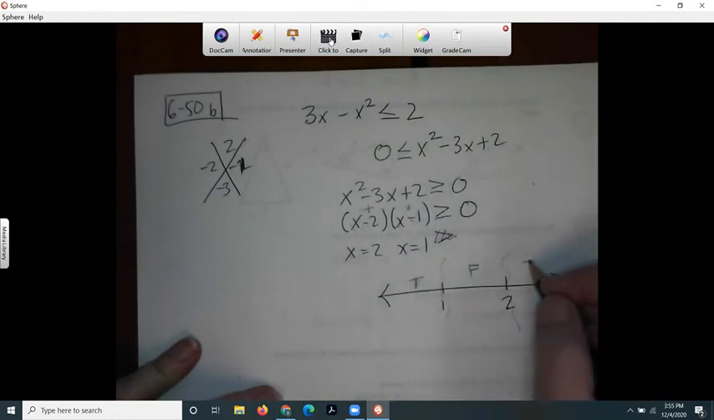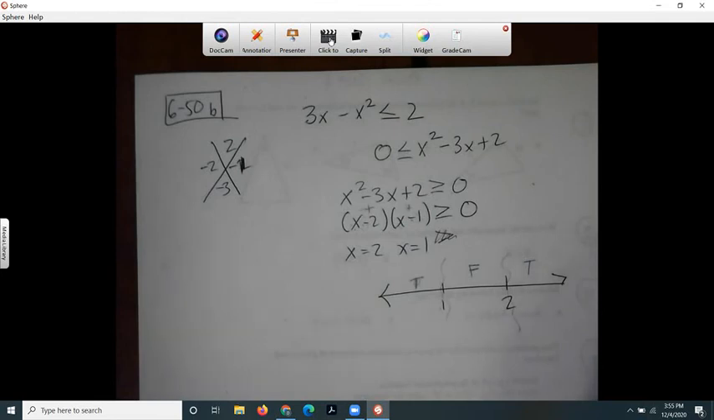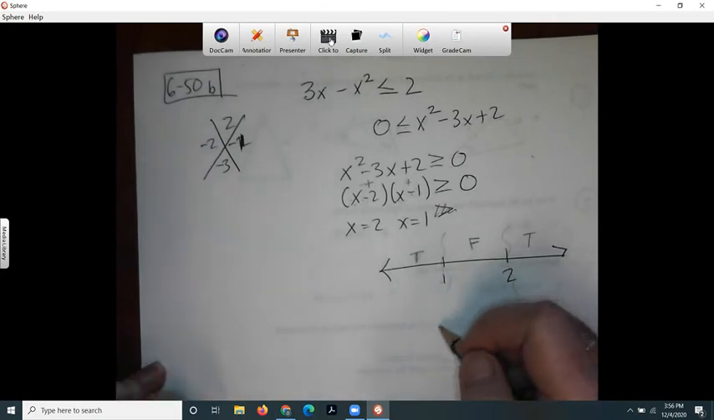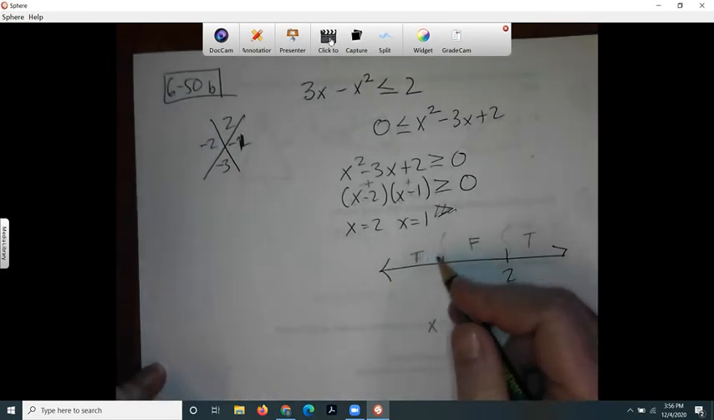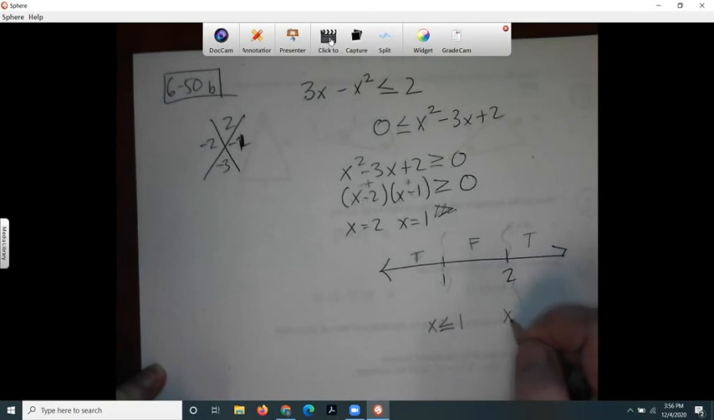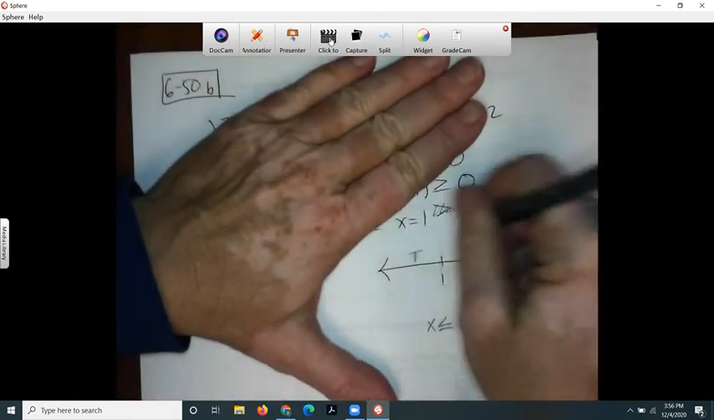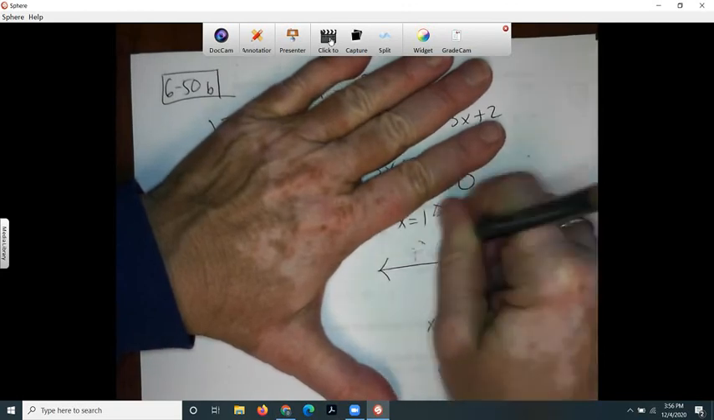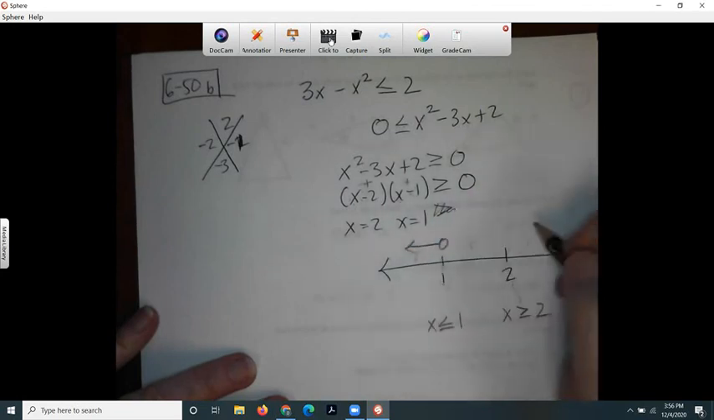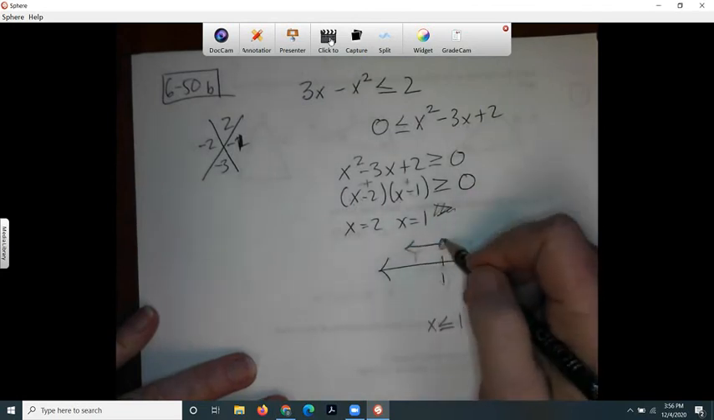So how would we write that? We would write x is less than or equal to 1, or x is greater than or equal to 2. Then we can write it on the number line. Writing it on the number line is easy because you just look at your number line and go. But we have to fill in the dots because of the equal to.